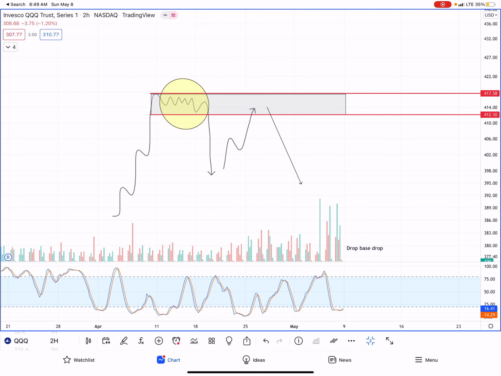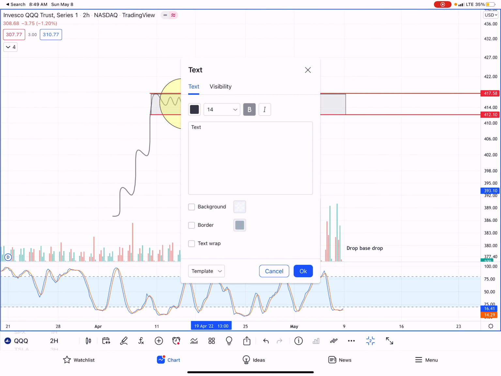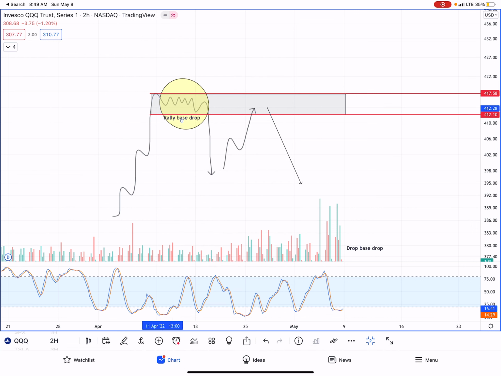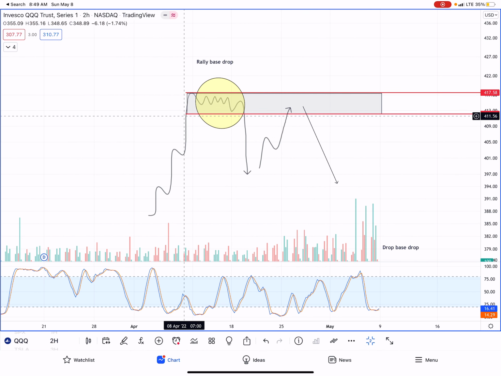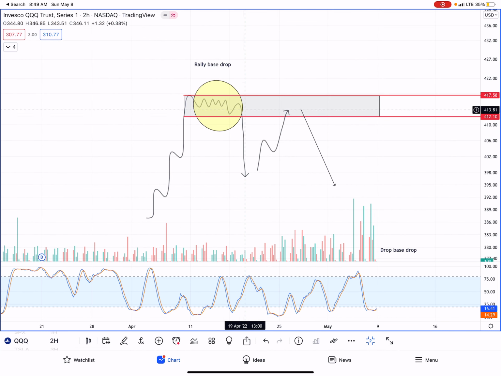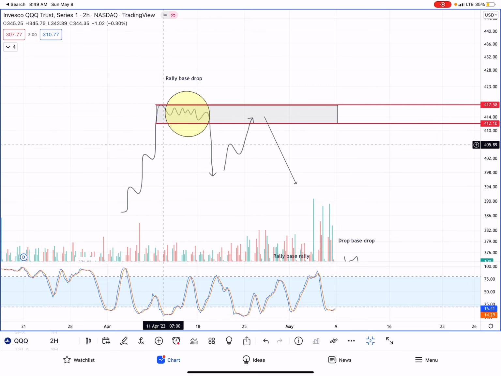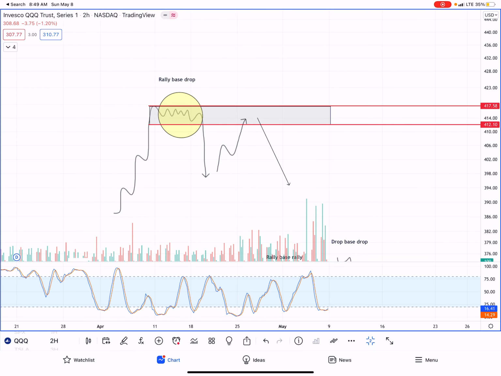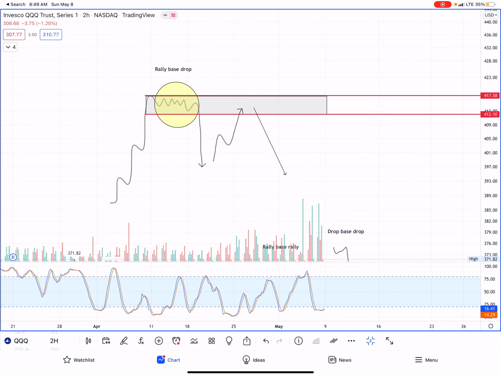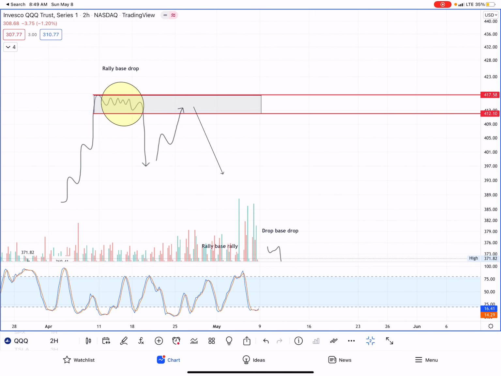So rally, base, drop. And again, this forms after a trending market has been moving in an up direction for quite some time. You get this distribution pattern, fade, pull back into the level, drop. These are far more reliable in a market that is extended, obviously, and that has been trending in the same direction for quite some time, and a corrective move is needed.